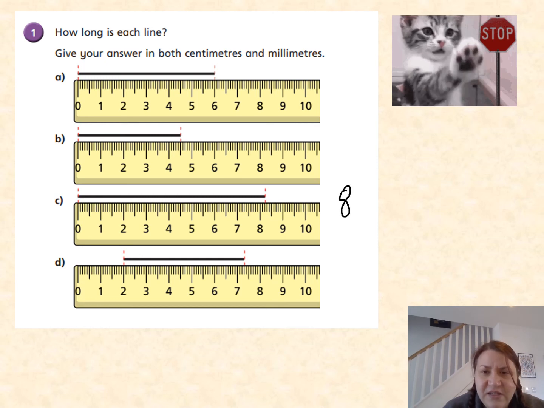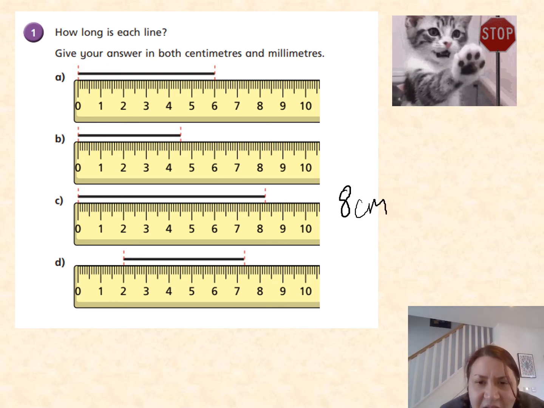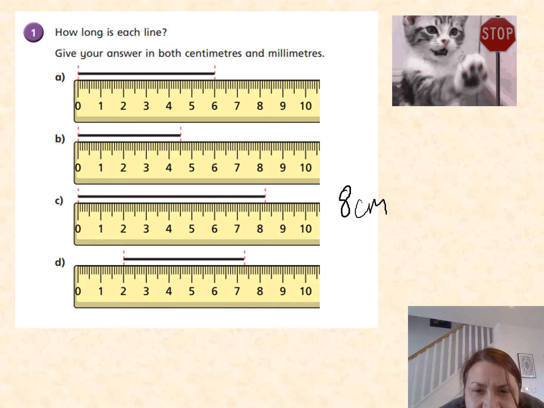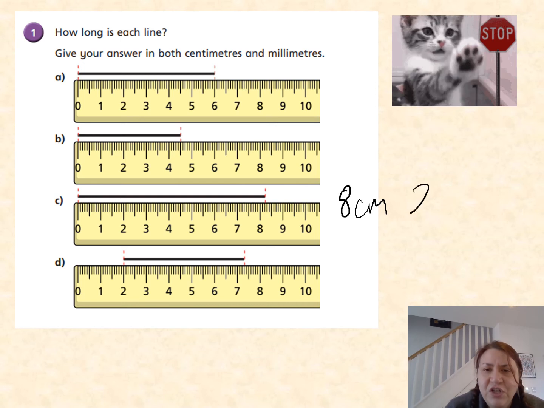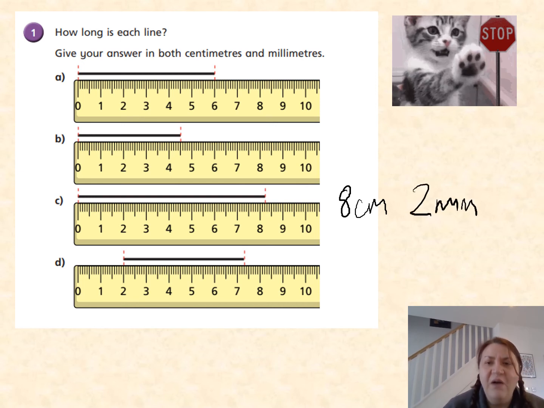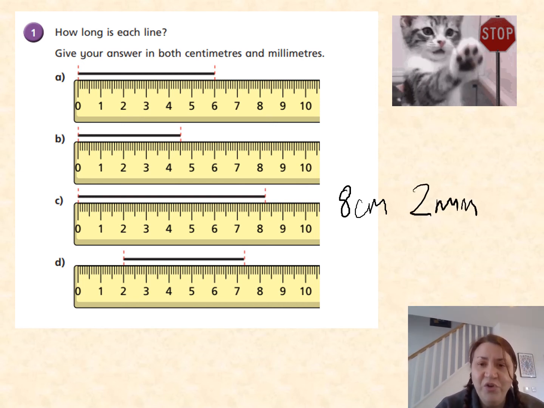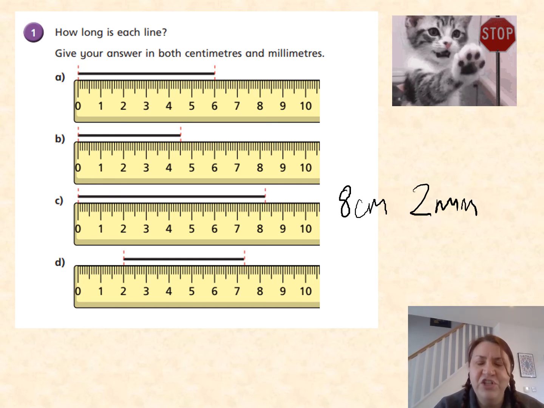So it's 8 centimetres and, oh, where's that red line? I think that's 2. It's a bit tricky to see. I think it's 2. It might be 3. No, it's 2. So 8 centimetres, 2 millimetres. That's how I want you to write down your answers on your piece of paper. There isn't a Google slide for this, just a piece of paper. So pause and do that now.